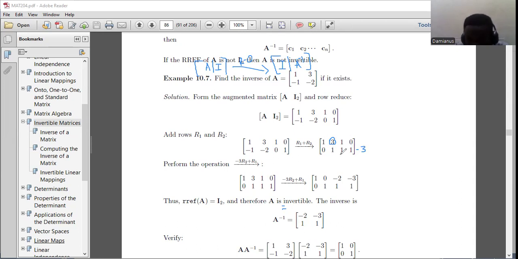So you see, row 2 is fixed. So it's 0, 1, 1, 1. That is fixed. And then here you have 1 plus minus 3 times 0, so it's just 1. And then 3 minus 3 is 0. And then 1 plus minus 3 is minus 2. And 0 plus minus 3 is minus 3.